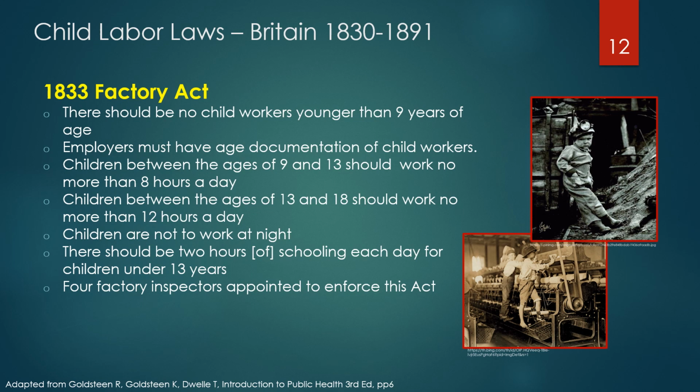The provisions of the law included there should be no child workers younger than 9 years of age. Employers must have age documentation of child workers. Children between the ages of 9 and 13 should work no more than 8 hours a day, and between the ages of 13 and 18, no more than 12 hours a day. Children are not to work at night. There should be 2 hours of schooling each day for children under 13 years old. 4 factory inspectors must be appointed to enforce this act throughout Britain.